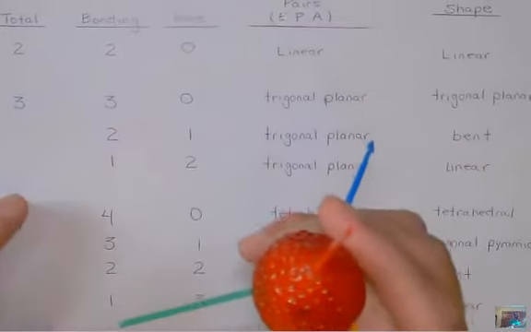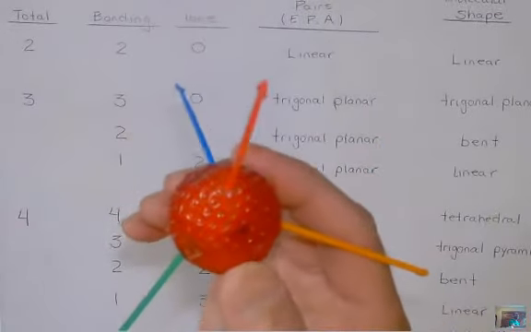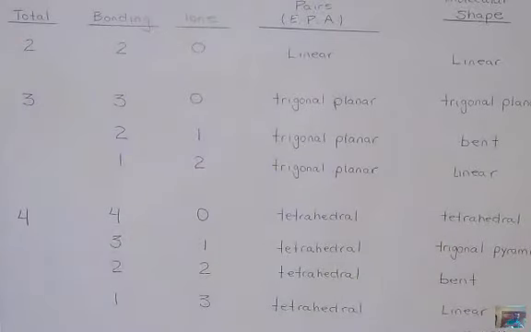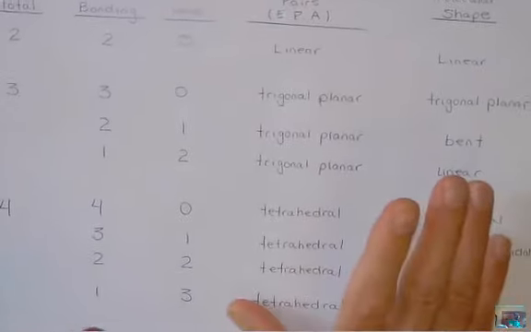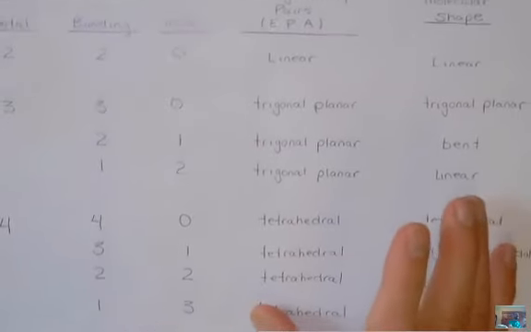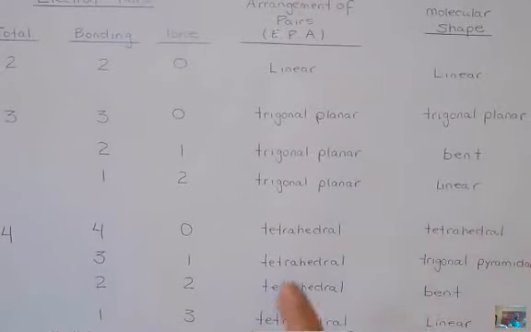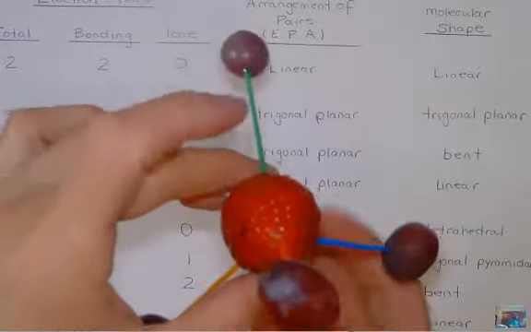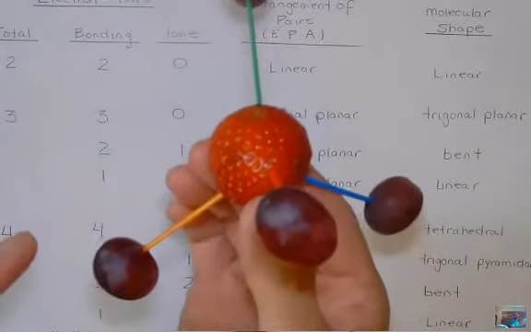Okay, four total groups. None of them are bonding. So put an atom on each side. So there's nothing to ignore. Whenever there are no lone pairs, the molecular shape will be identical to the electron pair arrangement. There it is. Nothing to leave out. I still have my tripod.